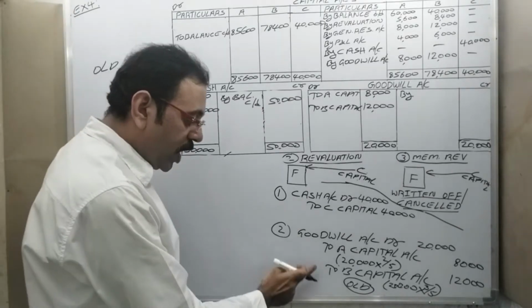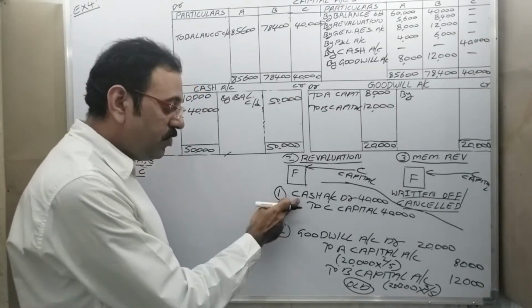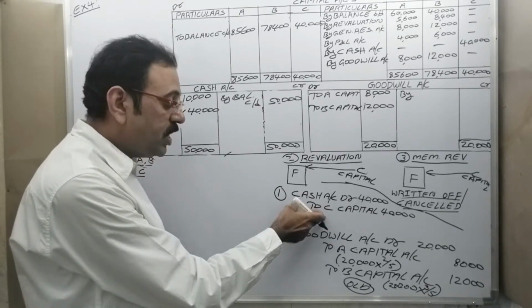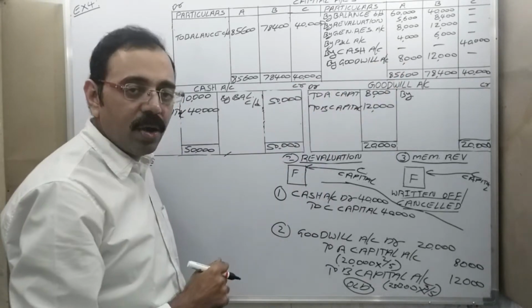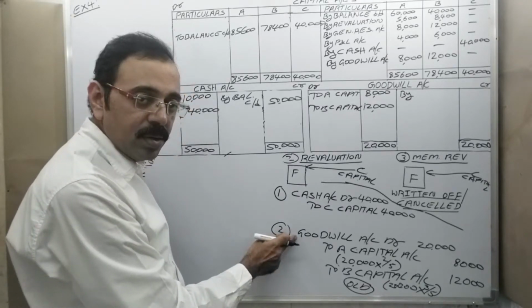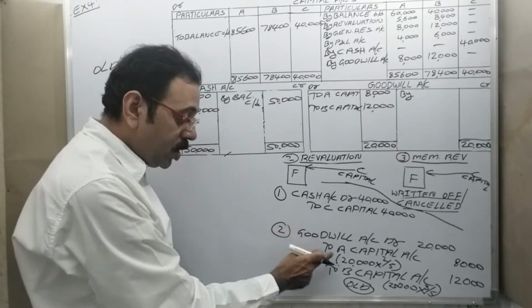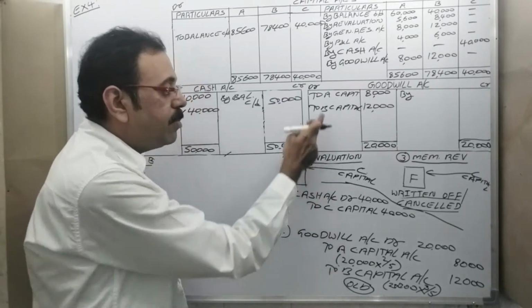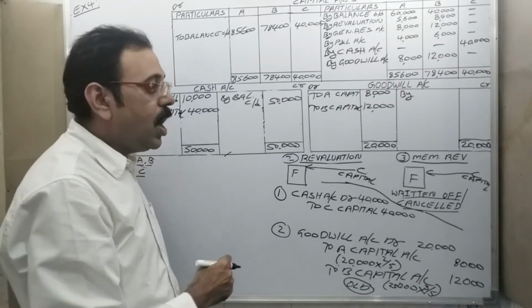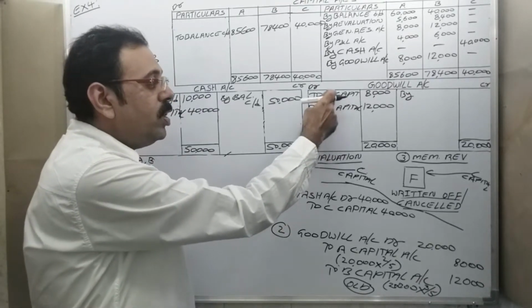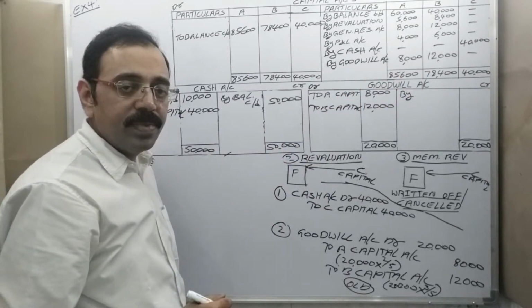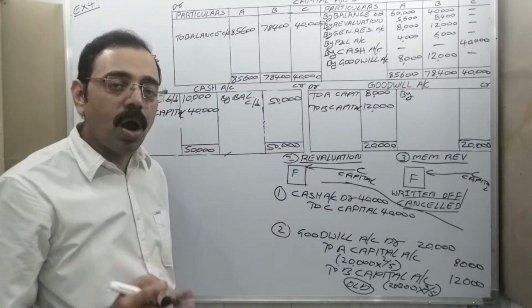Now come to goodwill account. See the first entry, goodwill is not there. Therefore, first entry we should not post in goodwill account. Second entry, goodwill is in debit. So debit side, 2A capital, 2B capital we should write. That's it. Now in goodwill account, only debit side two amounts are there, credit side nothing. Therefore, goodwill account is not closed.